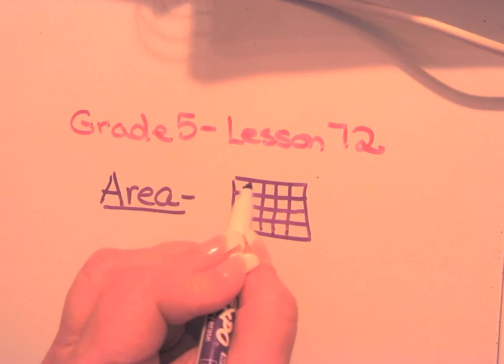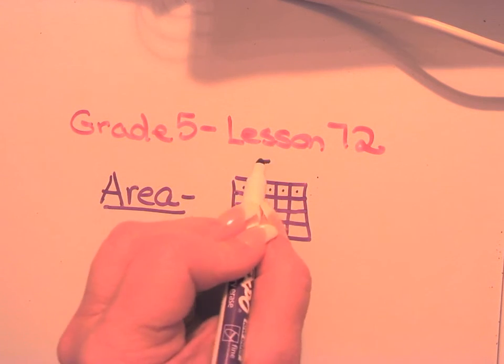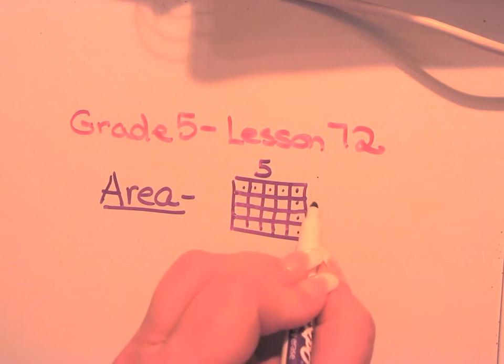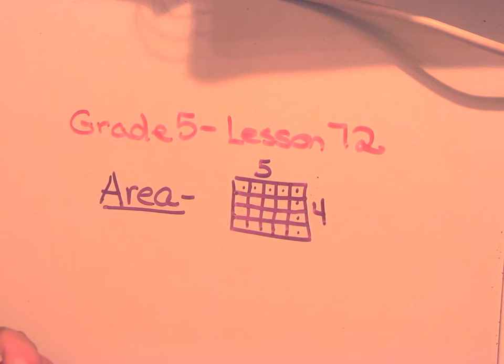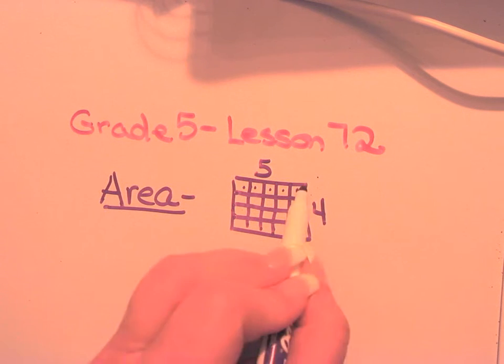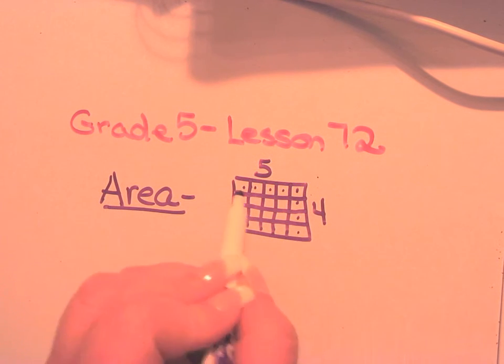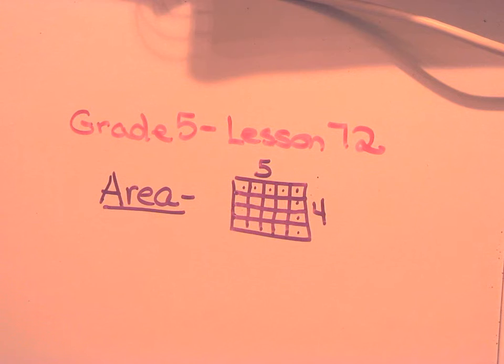So I have 1, 2, 3, 4, 5 units going across. I have 1, 2, 3, 4 units going down. When I look at an area, it's not the outside, it's not the fence. The fence around the outside is the perimeter. The area is the grass inside the yard. Okay, so if we're thinking about that area, we want to know how many little squares can fit in that rectangle or that square, depending on your shape.